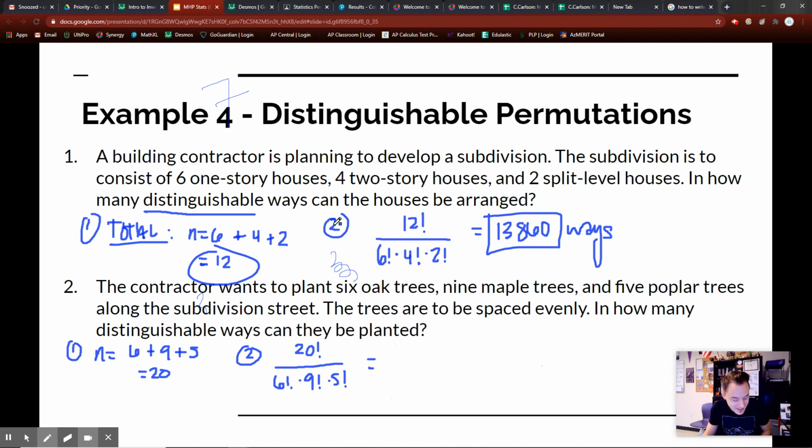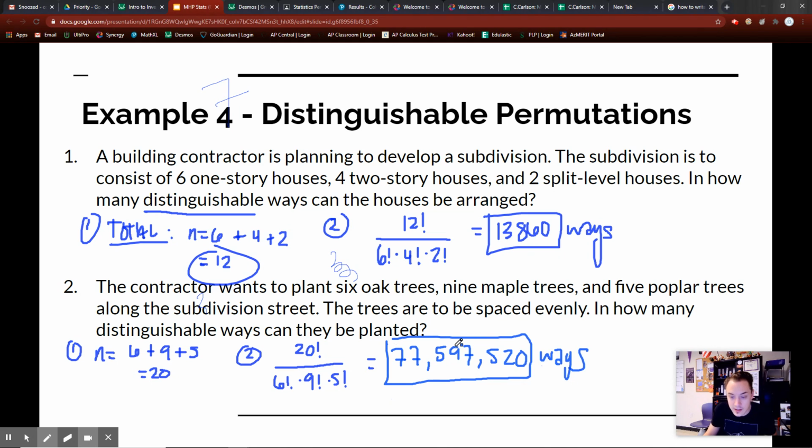Okay, let's finish this out. I have 77,597,520 different ways. So really big, a lot. Yes, it is pretty huge, but it's the right answer, which is really awesome. So smiley face, we're solid. Okay, let's move on.